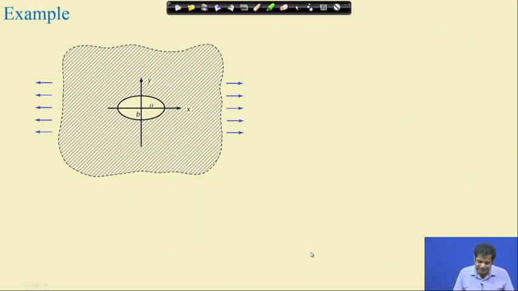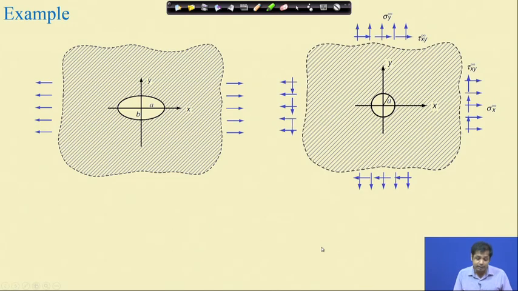This is a common example, and in any elasticity book, along with many other examples, this example is also given. These figures and all these things here are taken from the book by Sadd. The reference of that book I already gave you at the beginning of this course.